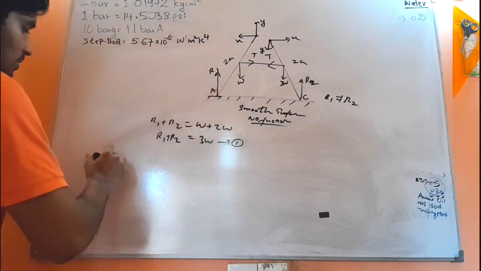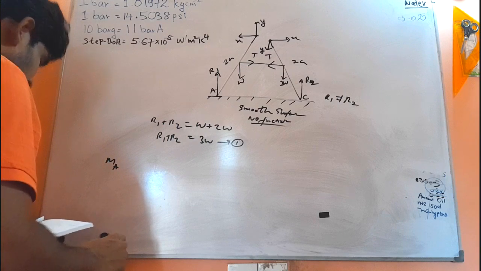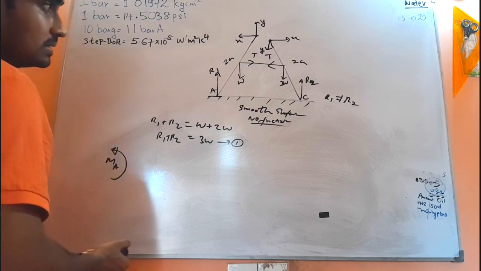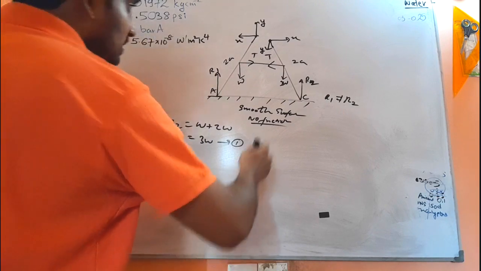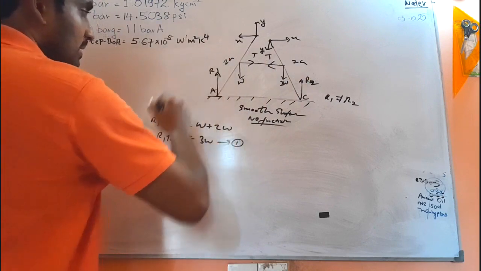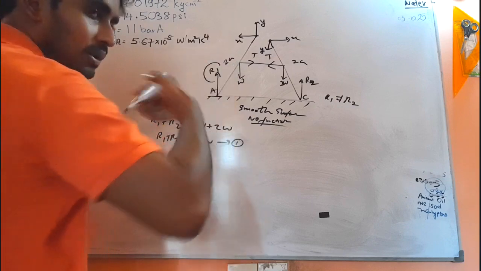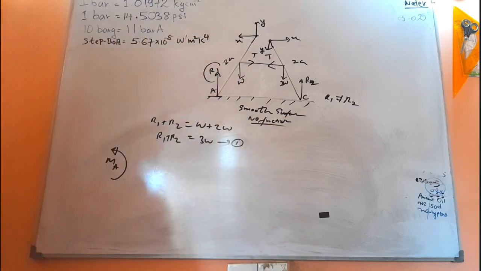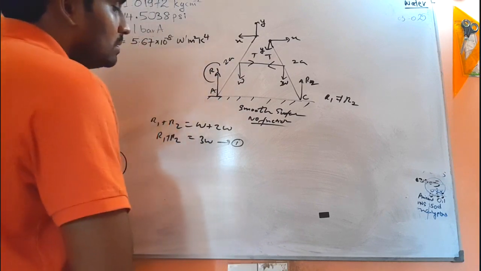Let's take moment about this point A. At what direction should we take? We will take moments about point A along the anti-clockwise direction. Then we don't have to worry about R1, because the acting point of R1 and the point about which we are going to take moments will be the same. So taking along the anti-clockwise direction.